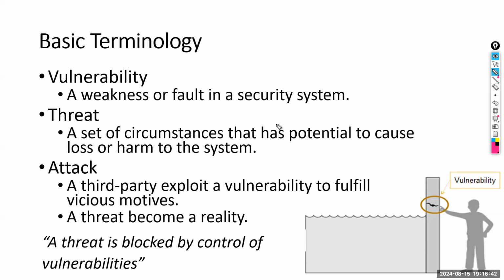First one is vulnerability. Vulnerability means weakness or fault in the system. So when there's a fault, it's easier for someone to attack. And attackers keep looking for these vulnerabilities. And our task is, before attackers find it, we find it and fix it. So that is called vulnerability.